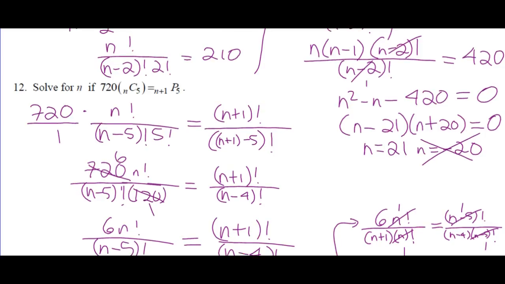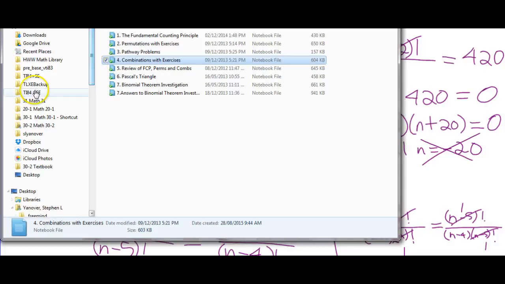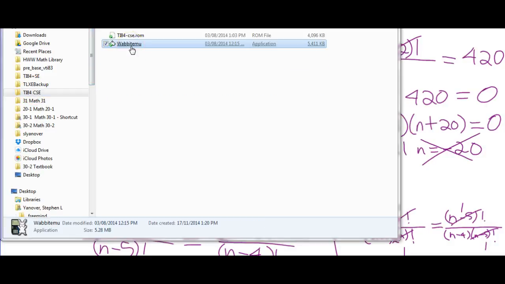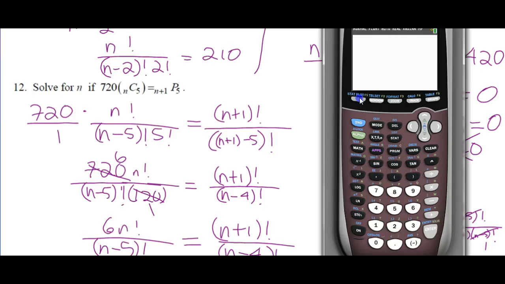You could do it in your calculator too, right? So you can verify this in your calculator. You do have to show it algebraically, but you can verify stuff in your calculator. So to do that, just go to Y equals 720 times x, math, PRB, 3, 5. Okay, so 720 times x choose 5. We can't do n's. And then x plus 1.